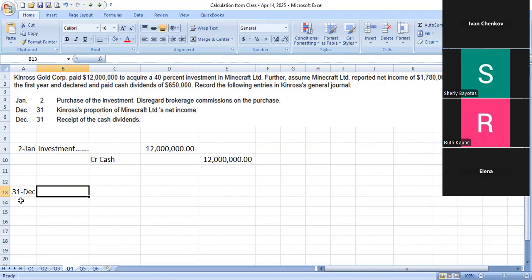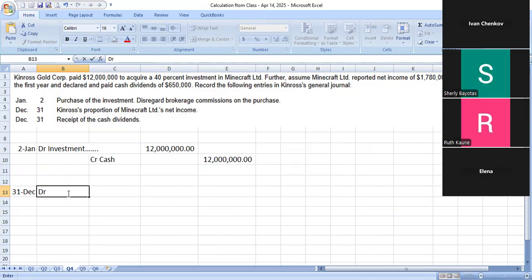So now, since we have that one, what does that mean? That means when the other company that we have an investment in reports net income, part of their net income is our income. How much to be exact? 40%. So here that will be debit. Don't forget, debit investment.